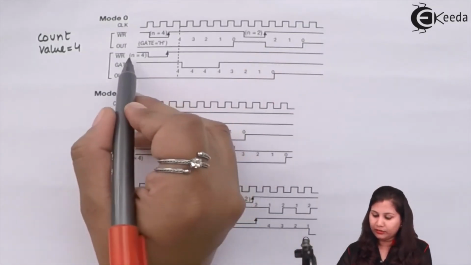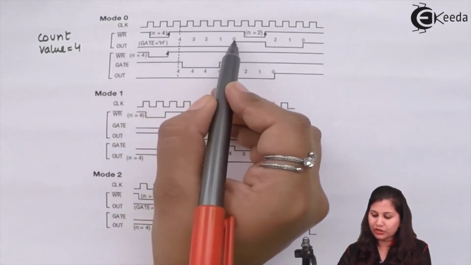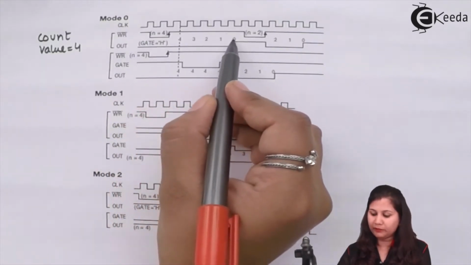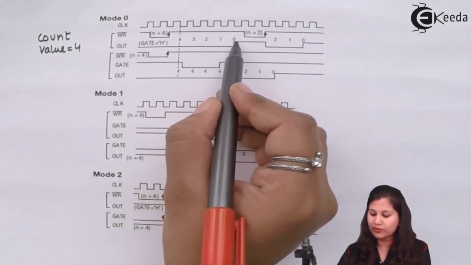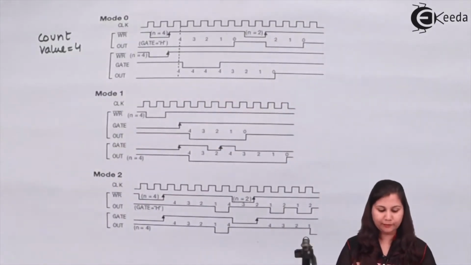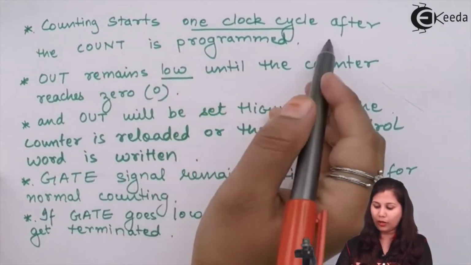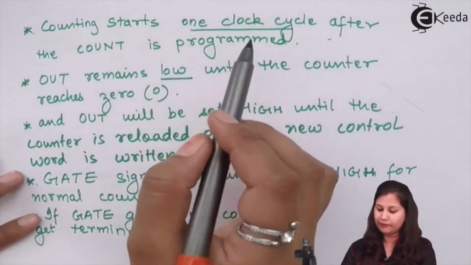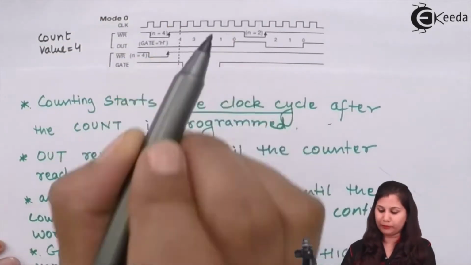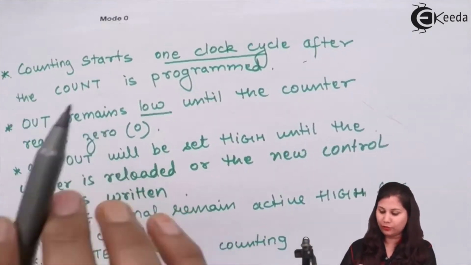You can see that when the count value has achieved 0, initially the out signal was low, and when the terminal count has been reached the out signal goes high. Okay, so in the description I have written that the counting starts one clock pulse after the count is programmed. You can see that the counting has started after one clock pulse. Out remains low until the counter reaches 0.